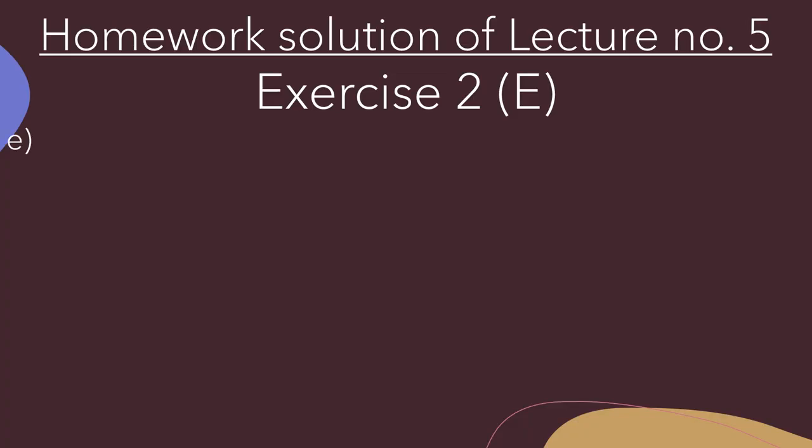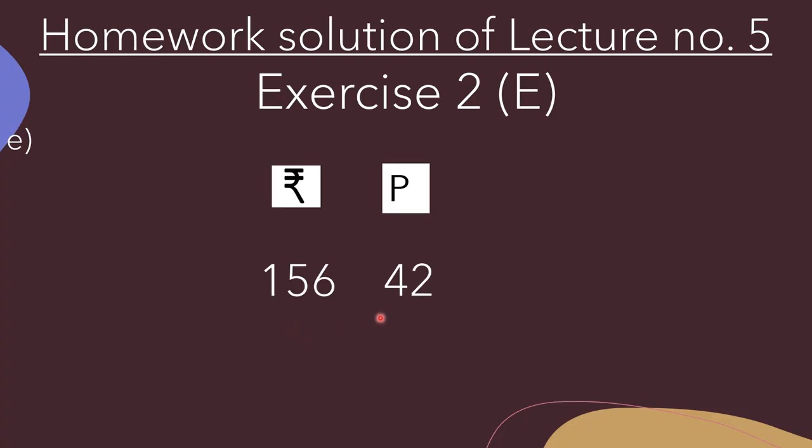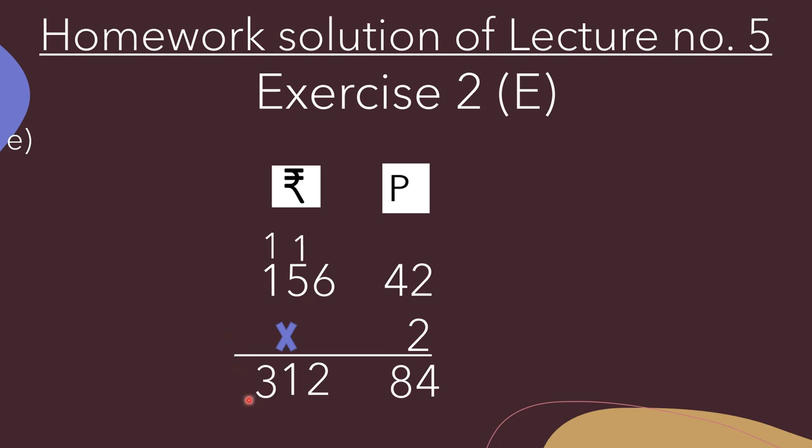Okay. Now exercise 2E. Question number E. So here it is given rupees and paise, 156 rupees 42 paise, and we have to multiply it by 2. So let's start from our right hand side. So 2 2s are 4, 2 4s are 8, 2 6s are 12. So here we will write 2 and 1 will be carryover. Now 2 5s are 10, 10 plus 1, 11. So here we will write 1 and 1 will be carryover. Now 2 1s are 2, 2 plus 1, 3. So here we will write 3. So what is the answer? That is 312 rupees 84 paise.